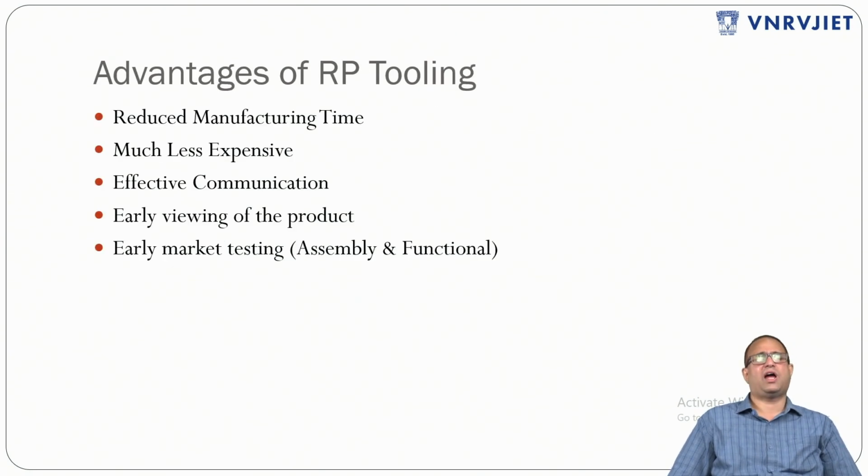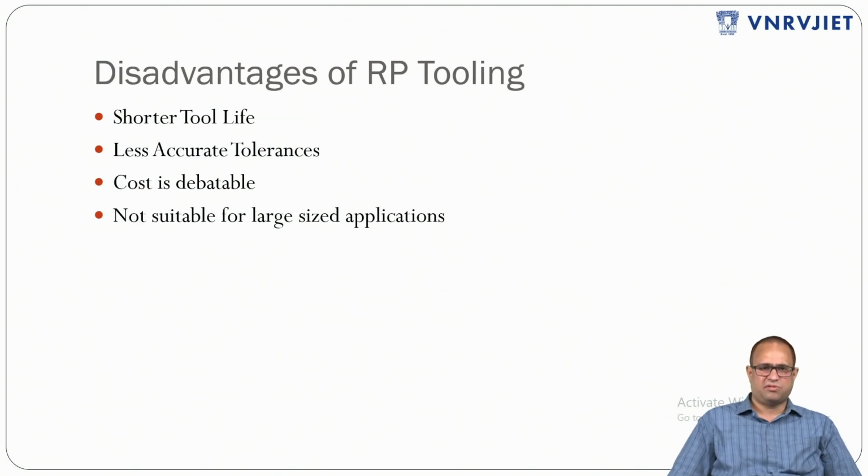And what are the advantages of rapid tooling? It is going to be reduced manufacturing time and much less expensive, with effective communication, early viewing of the product, early market testing, assembly and functional testing. And what are the drawbacks of rapid tooling? Shorter tool life, especially because the tool is limited to a certain 100 or 1 lakh parts, which depends upon the type of metal you are going to use. And tolerance is somewhat low, not much tolerance you are going to obtain. And cost is sometimes debatable, and it is not suitable for large-sized applications.